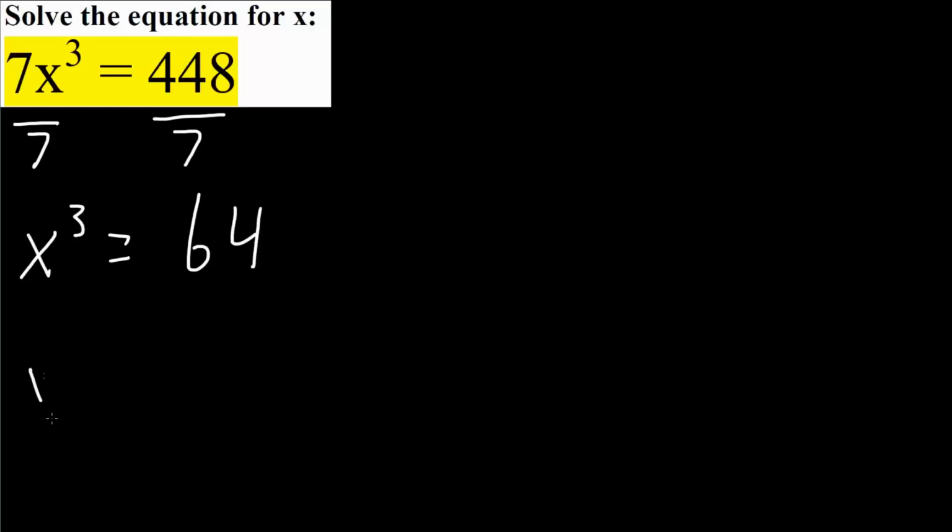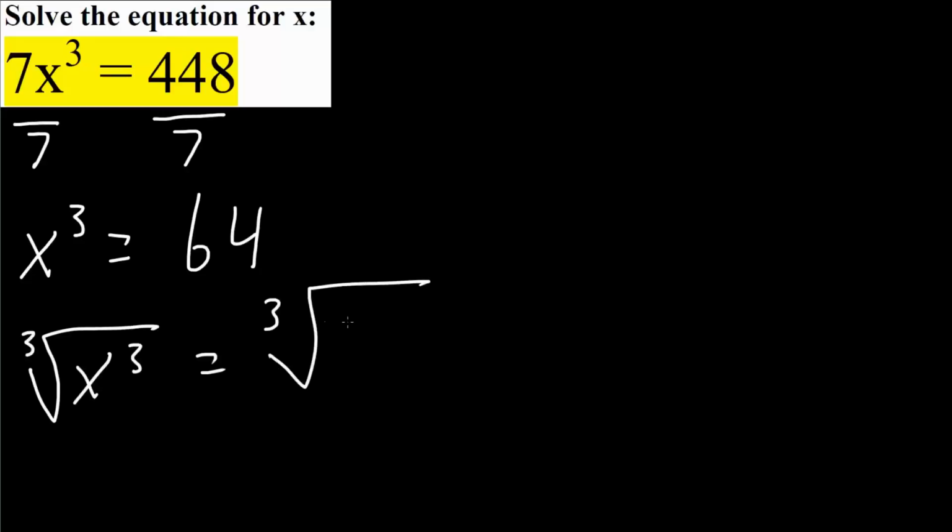So the first step in order to solve for x would be to divide this side and this side by 7. So we're going to divide both sides by 7. And so we would get x cubed is equal to 448 divided by 7, which is 64. Next, we will take the cubic root of both sides. So the cubic root of x cubed and the cubic root of 64.